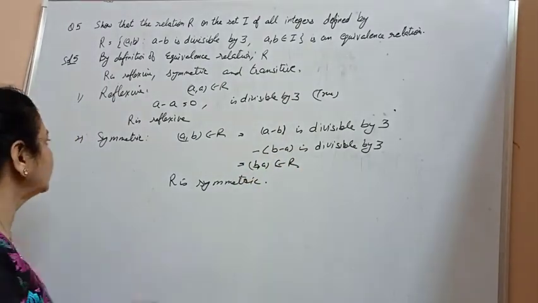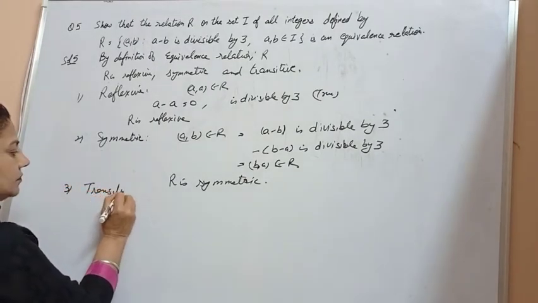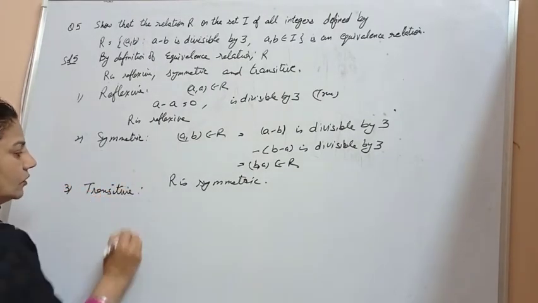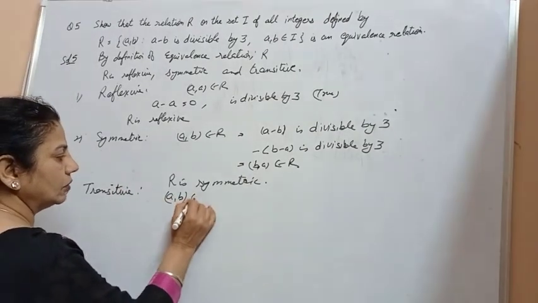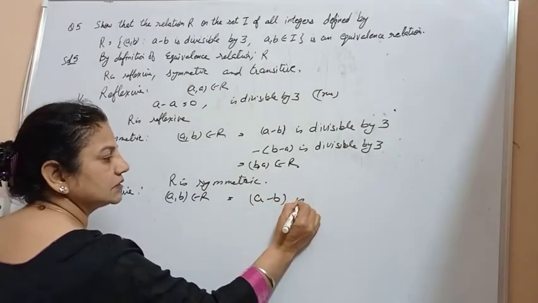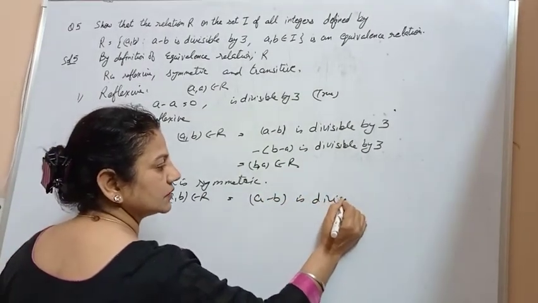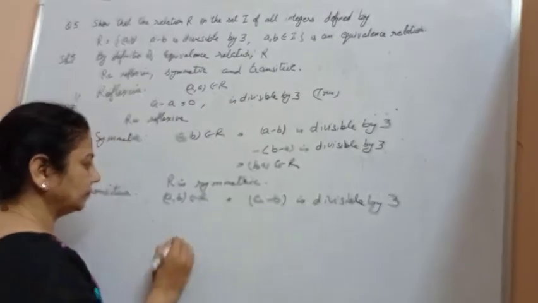For transitive, to show that the relation is transitive, (A, B) belongs to R. That means A minus B is divisible by 3. This is given to us.